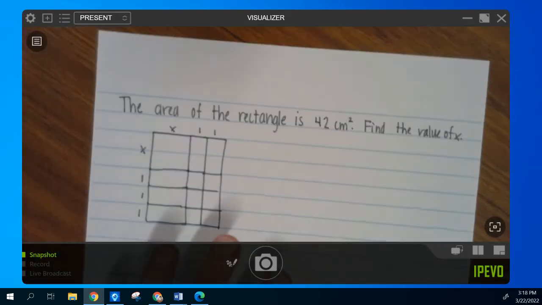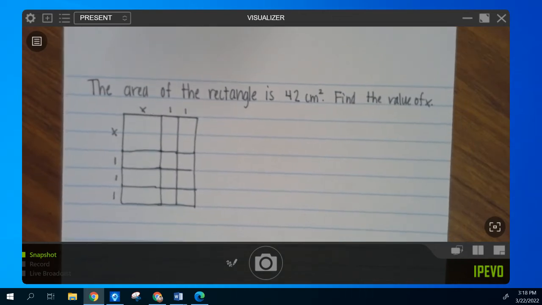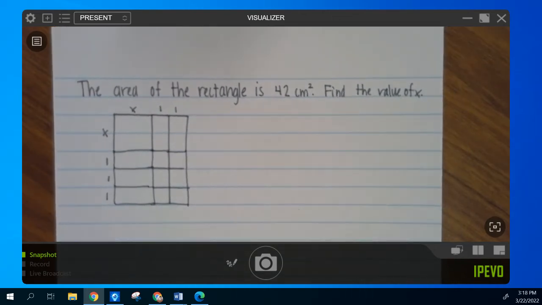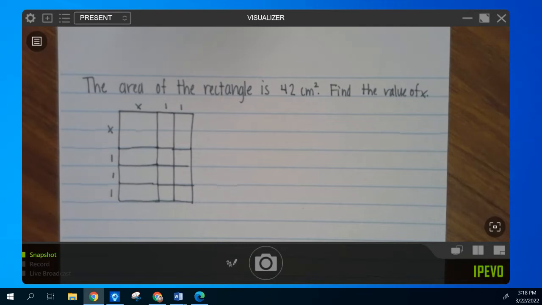And they bring you back to the area model for polynomials, and you probably haven't worked with the area model since Algebra 1. But really what they're going to do is draw you a bunch of algebra tiles. And they're going to tell you that the overall area of that rectangle is 42 centimeters squared.